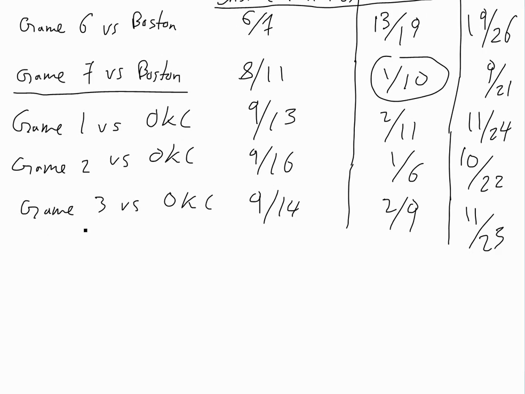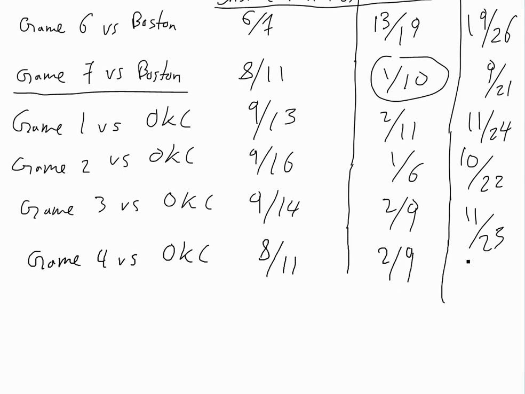Then if you look at Game 4 versus OKC, this one is 8 of 11. So his inside the paint field goal percentage is ridiculously high right now, which makes up for his lack of scoring outside the paint. So this one, again, he's going to get 2 of 9. And the total, this one is just 10 of 20.